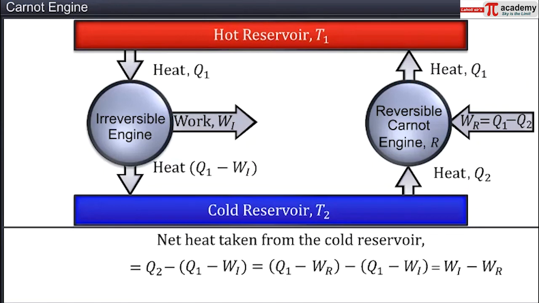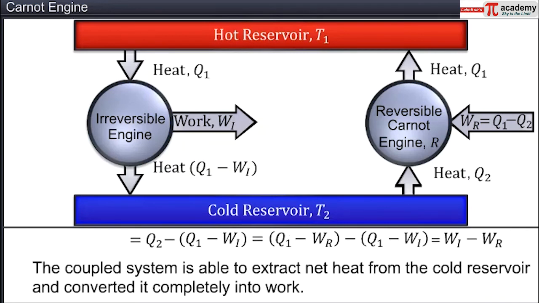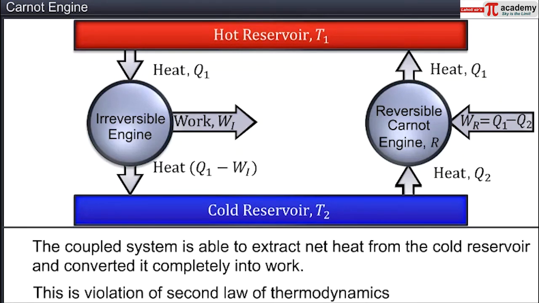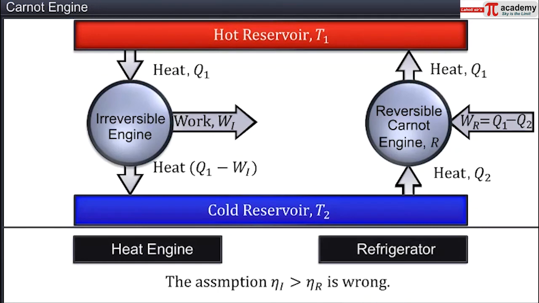Note that the coupled system has received Q1 heat from the hot reservoir and has returned the same heat to the hot reservoir. This means the coupled system is able to extract net heat from the cold reservoir and convert it completely into work. This is a violation of the second law of thermodynamics. This means our earlier assumption that eta I is greater than eta R, or the irreversible engine is more efficient than the reversible Carnot engine, is wrong.